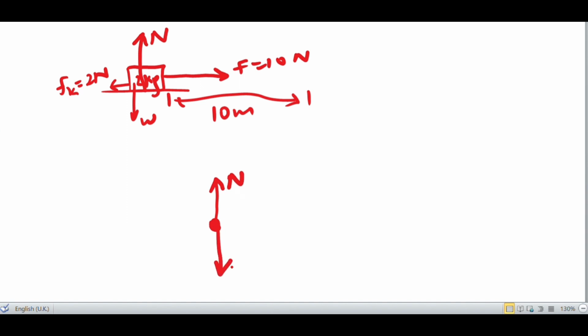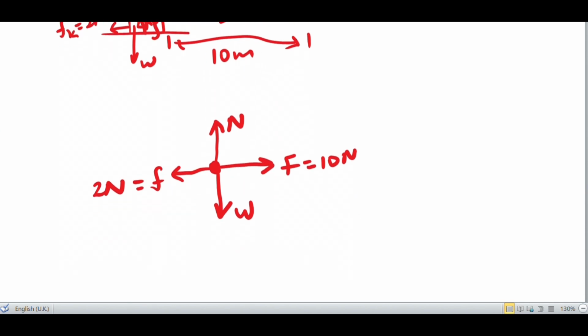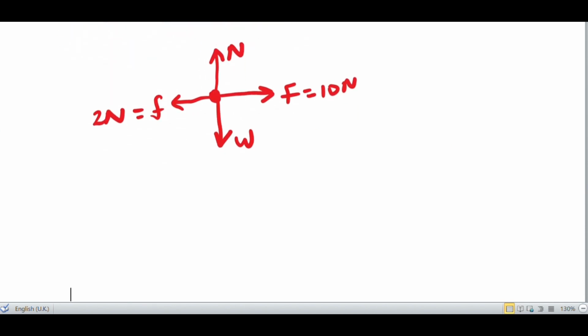So the first thing that you need to do is to draw a free body diagram. There is a force applied, which is 10 newtons, and the frictional force, which is 2 newtons. Now we are going to calculate the work done by each force. Let's start with the work done by the force applied.